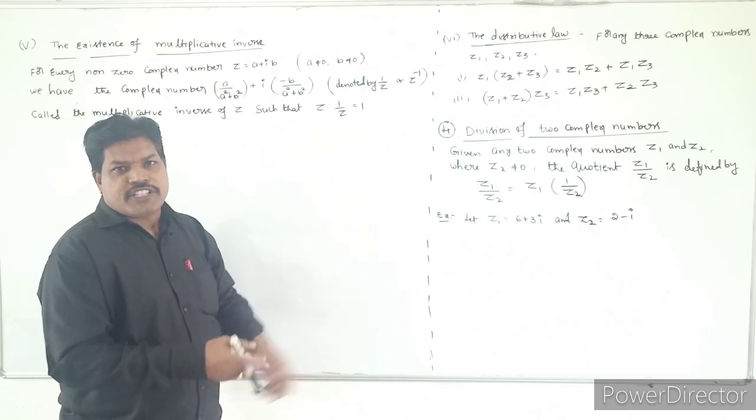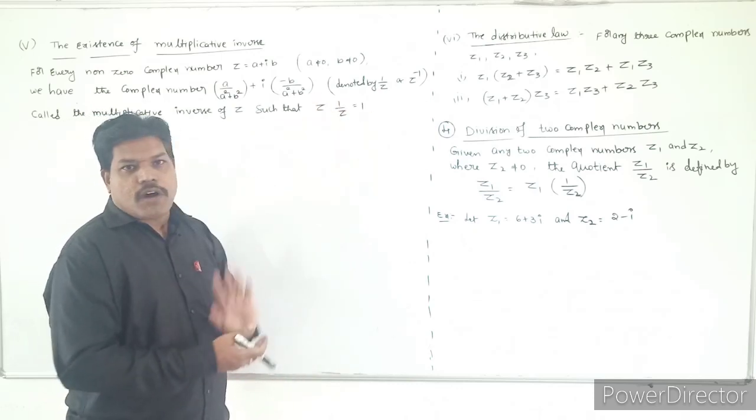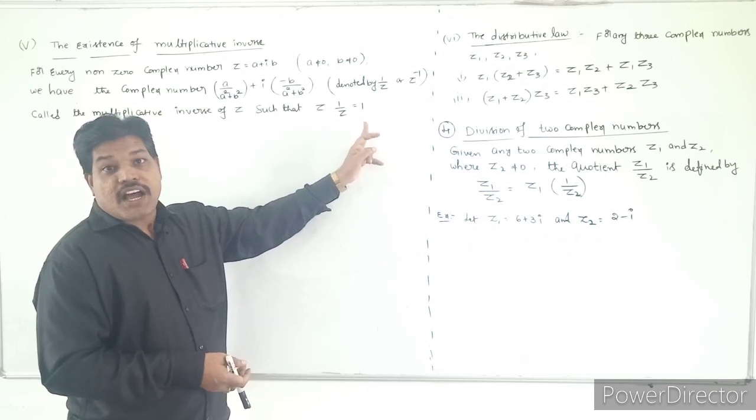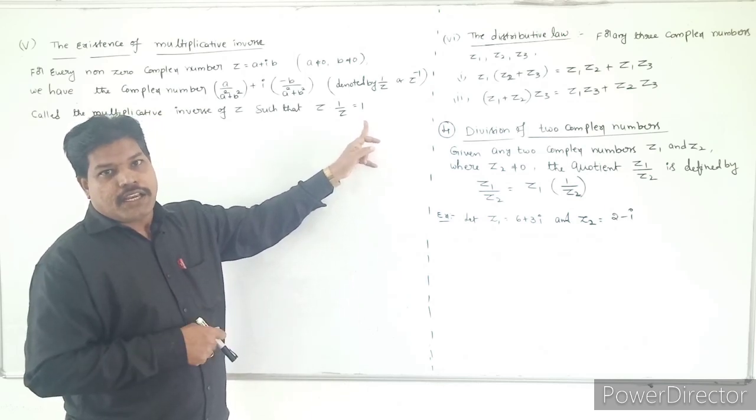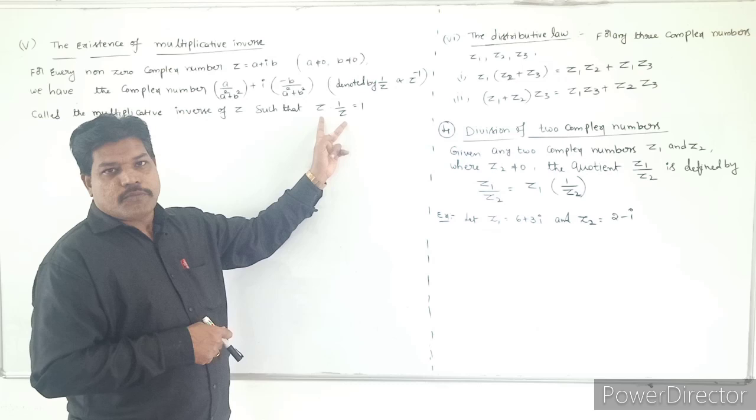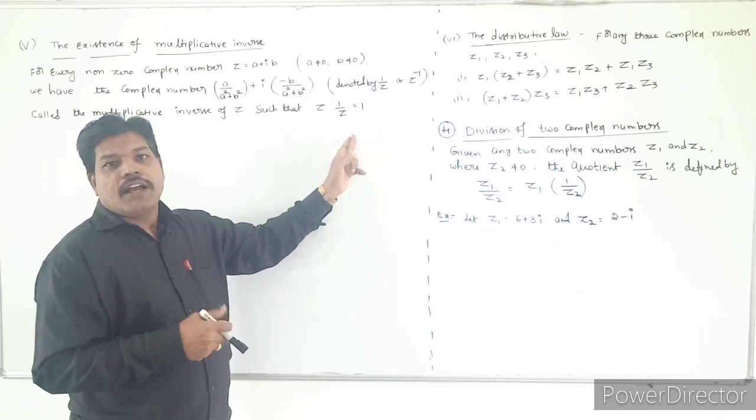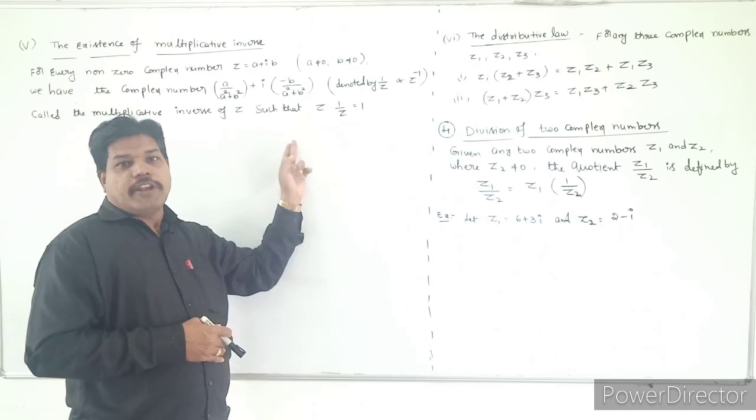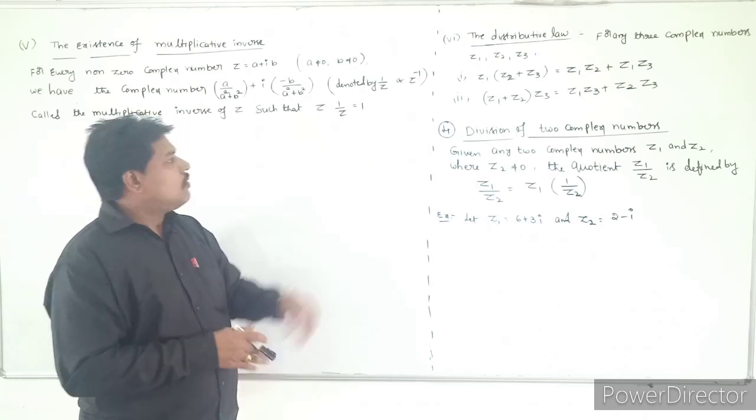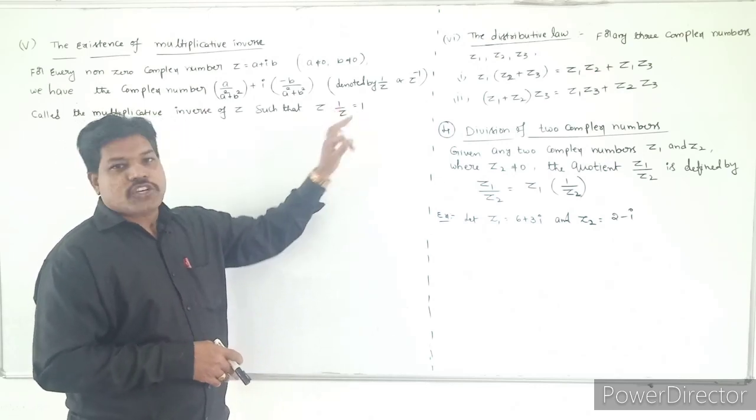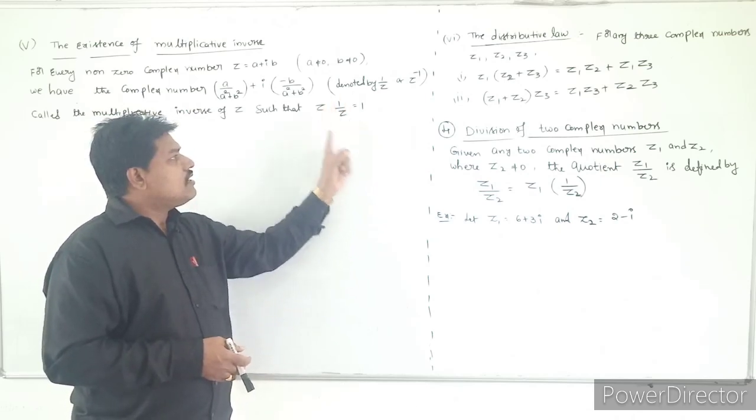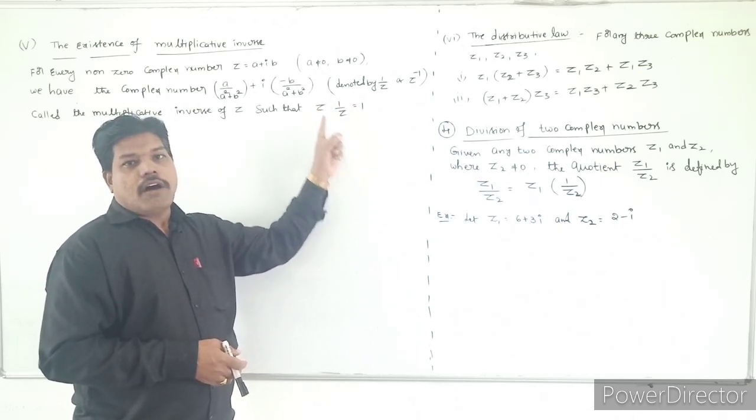So what they are saying is that this is called 1 by z. z into 1 by z is 1, yes or no? If you cancel both, you will get 1. This is the multiplicative identity. If you multiply two complex numbers and get the multiplicative identity 1, then we say the second complex number is the multiplicative inverse of the first. So z into 1 by z is equal to 1, meaning this is the multiplicative inverse of z.